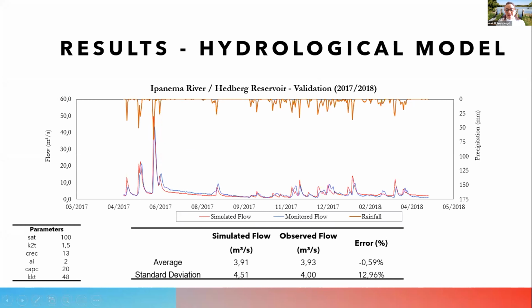And we can see that the performance of the model is really good. The error we obtained from this calibration is around 0.59%, and that is a really good result, so we can use those parameters to make new scenarios, predictions, and everything.